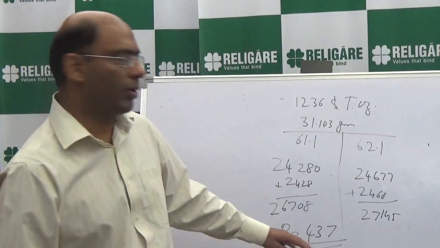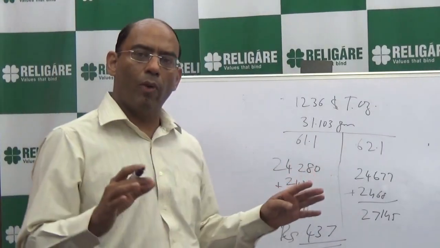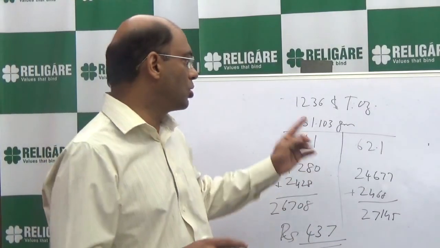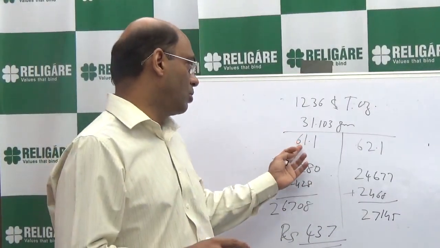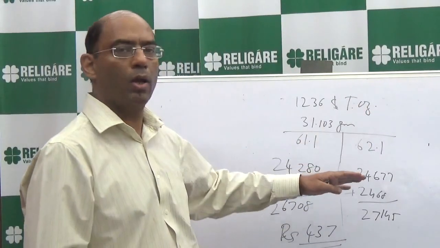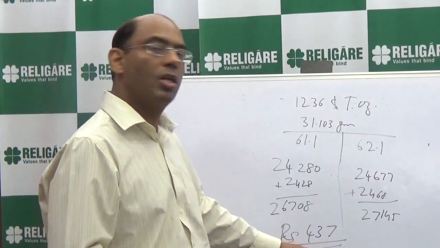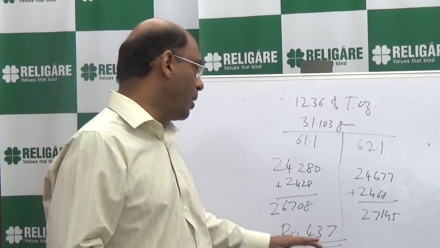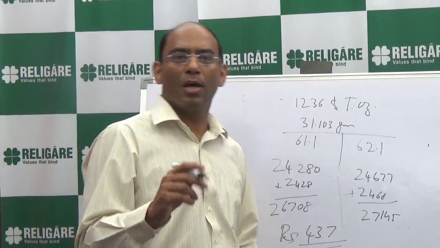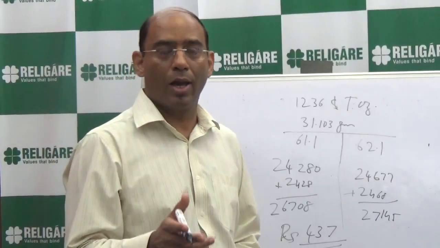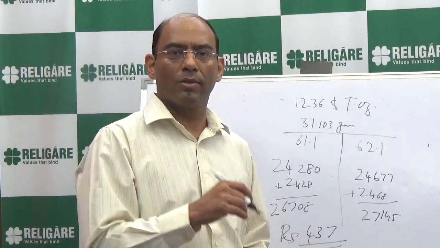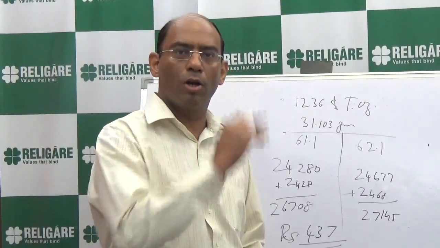rupees 437. So what that means is that when the dollar to the rupee exchange rate changes by 1 rupee, which is 61.1 for example, becomes 62.1, other things remaining constant, then the change in gold price per 10 grams is rupees 437. Now every time when the exchange rate moves, and it moves every day, you will be able to get a fair idea of the effect on gold prices, assuming that gold prices in dollar terms are constant.